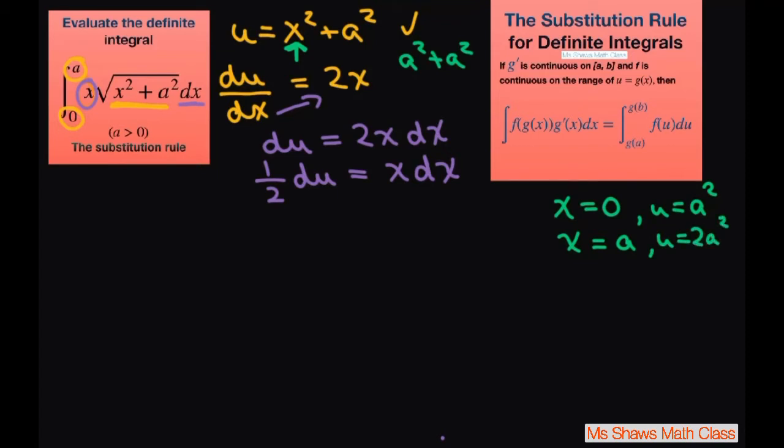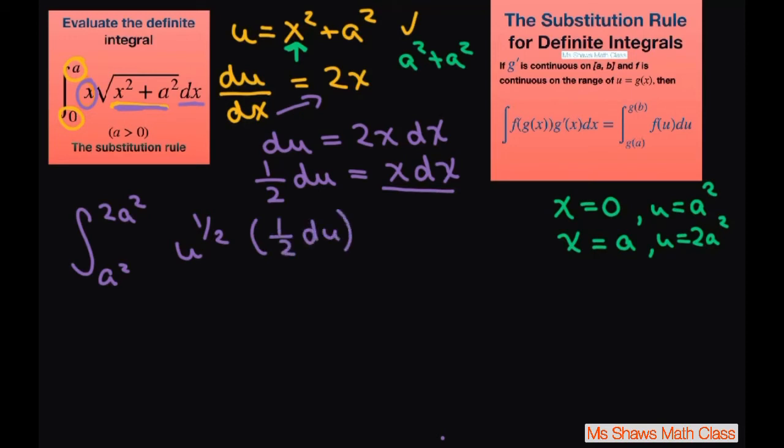So now we can rewrite all of this as the integral. Now we're changing everything in terms of u. So this is going to go from a squared to 2a squared. Then this part here is our u, but I'm going to write this as u to the 1/2 power. And then I have x dx, and we know x dx is going to be 1/2 du.